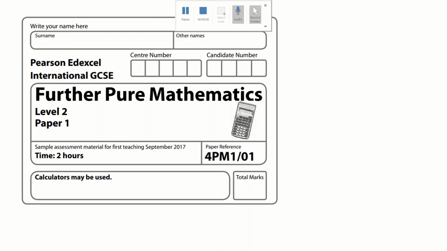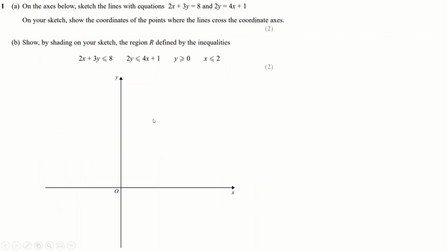The Pearson Edexcel IGCSE specimen sample paper of the Further Pure Maths. This is Paper 1, so it's calculator, nothing much more to say. You've got 2 hours to do it, let's get straight into it. The first question is just drawing some lines, which is fun.